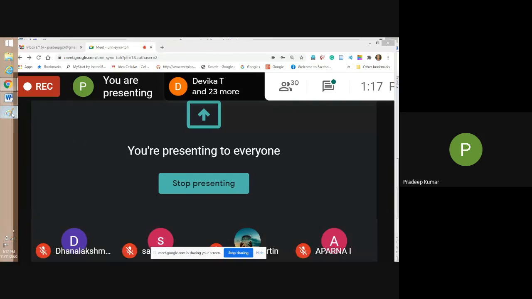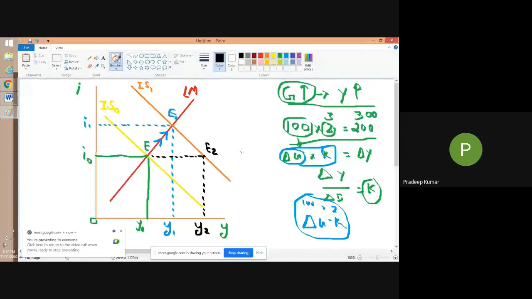So I will once again explain. I'm going to explain crowding out and fiscal policy. Here what you see is the IS-LM curve, which explains how crowding out happens because of an expansionary fiscal policy.